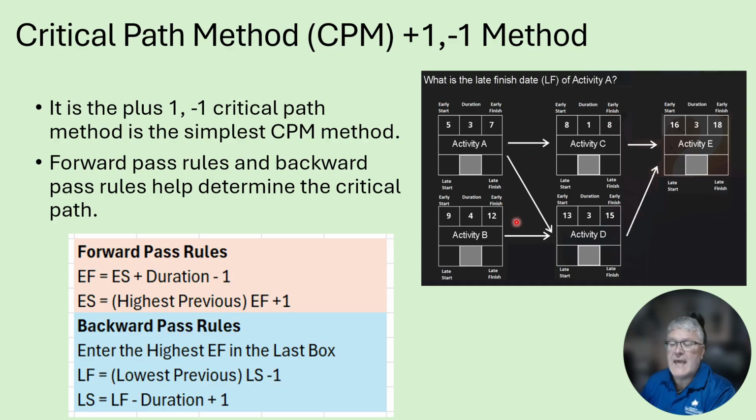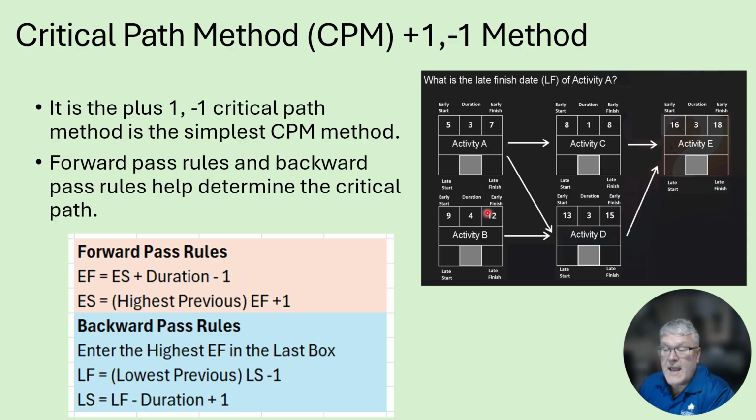Now let's take a look at B. We know that the duration there was 4, and we have an early start time of 9, so we look at the forward pass. We have 9 plus 4 is 13, minus 1, and that gives us 12.